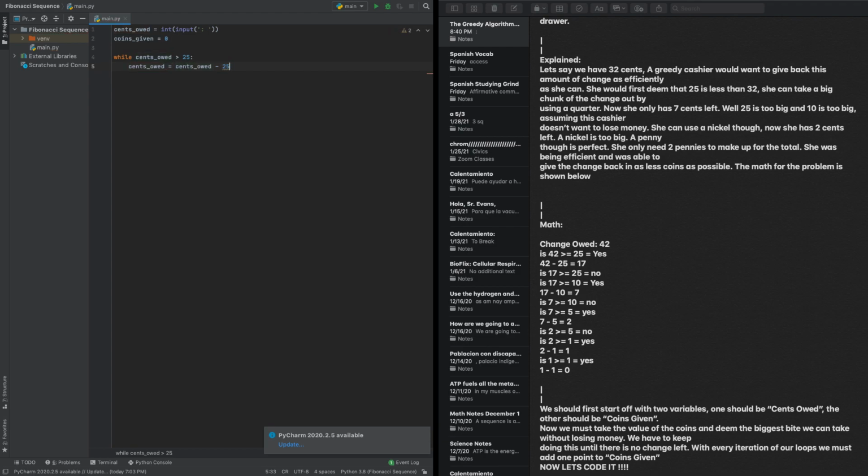Remember how in the last video we learned how to update our variables? That's going to come in handy here. But also, we're forgetting a step. If we just keep on going here, say, while cents owed is greater than 10, we're forgetting something because our coins need to be updated. Our coins need to have 1 value added to them. Coins given, okay, coins given.